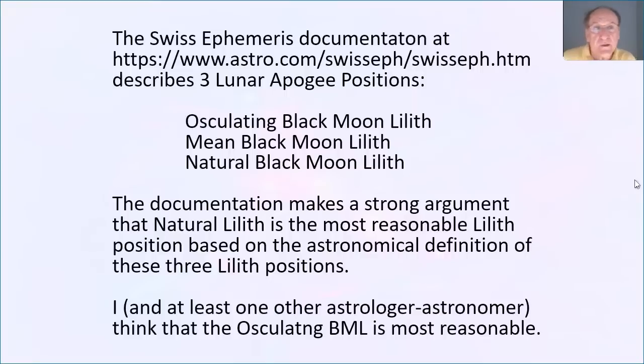So in this documentation, they explain what these different Black Moon Liliths are, and then they give some common sense information about what it really comes down to. And this is what they conclude. Now, on the other hand, what I think, and at least one other astronomer, Juan Revilla, thinks, is that the osculating Black Moon Lilith is most reasonable. So there's a different sense. Some astrologers think, gee, the natural Black Moon Lilith, that's the one that's reasonable. Some other people are saying, no, the osculating Black Moon Lilith, or in other words, true Black Moon Lilith, actually makes more sense.